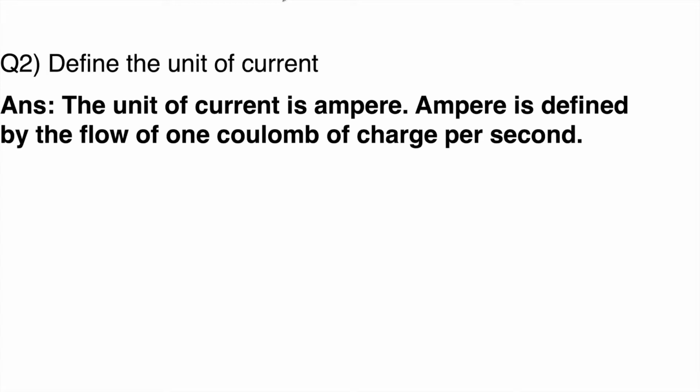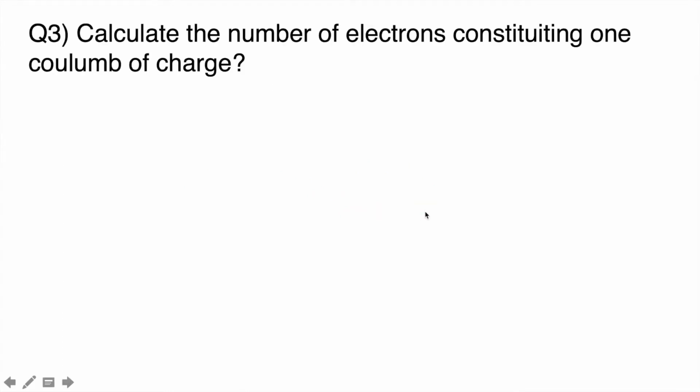The unit of current, it is ampere. Okay, SI unit of current, it is ampere. Ampere we can define as it is the flow of 1 coulomb of charge per second. That means 1 ampere, okay, we can represent as 1 coulomb per 1 second. This is the meaning of 1 ampere.